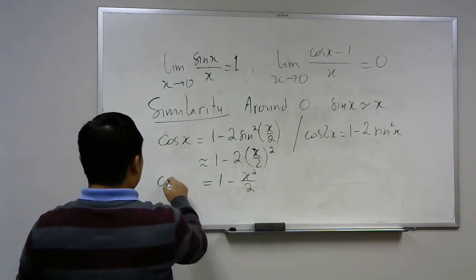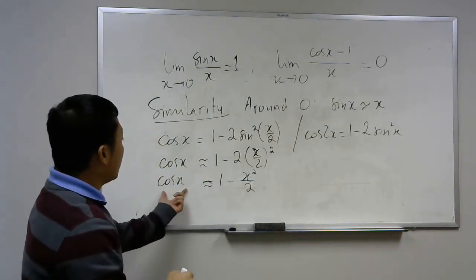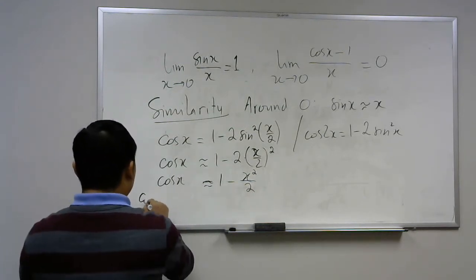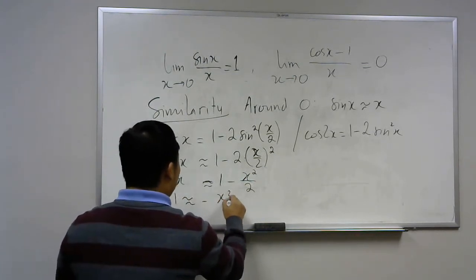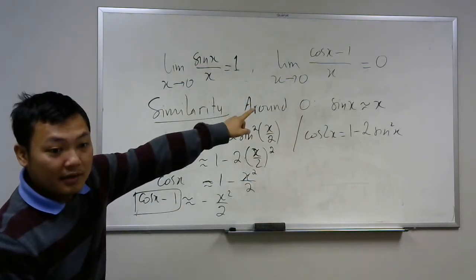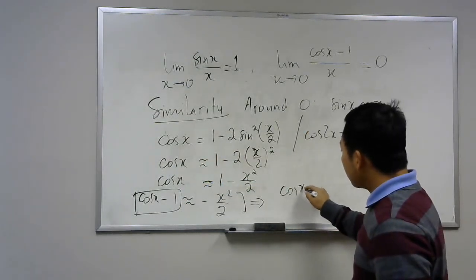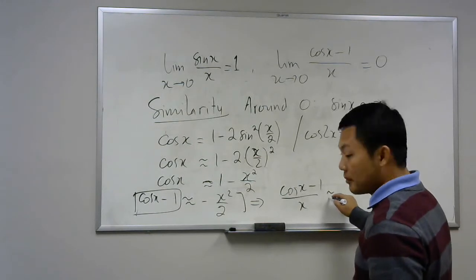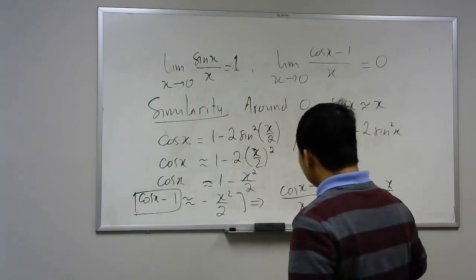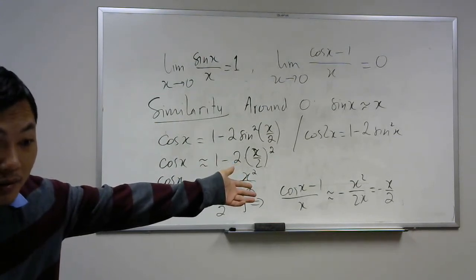Right? Let me rewrite it. Cosine of x is similar to this, right? Then from here, you subtract 1 from both sides. You get cosine of x minus 1 similar to negative x squared over 2. And if you divide both sides by x, and then you turn x to 0, you get cosine of x minus 1 over x similar to negative x squared over 2x, which is negative x over 2. And of course, that function negative x over 2 has limit equal to 0 at 0.